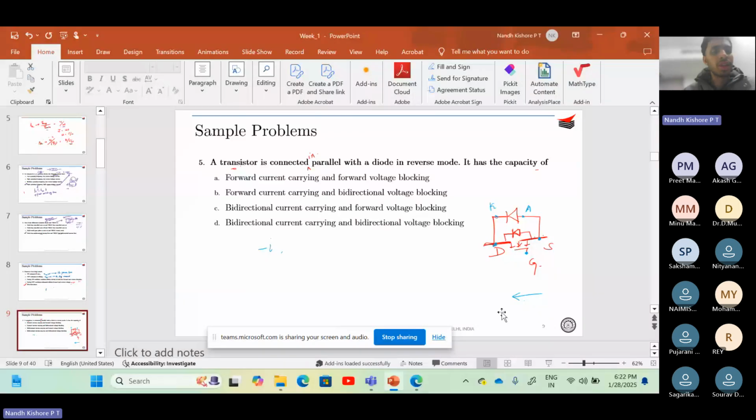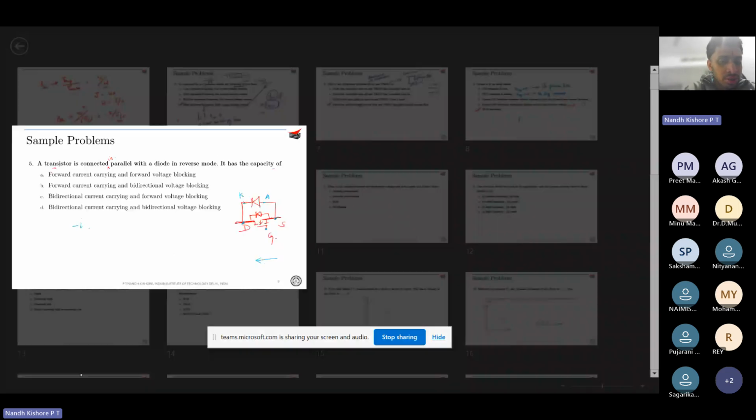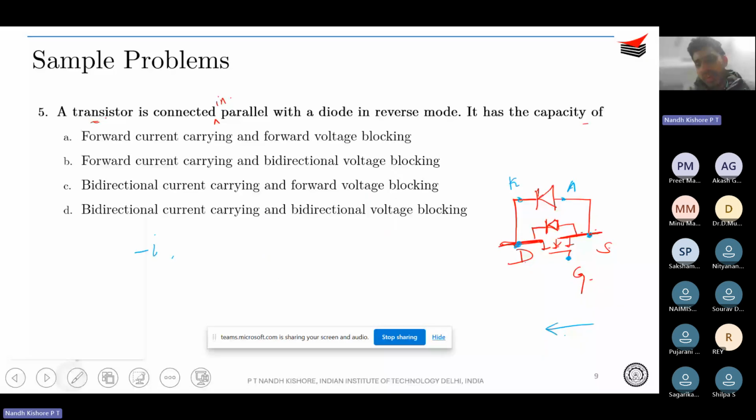Okay. So the question is, are transistors okay? It can obviously conduct from source to drain because of this diode, right? So negative current conduction is possible. Then what else? Can it block voltage from source to drain? It cannot block voltage from source to drain because this diode cannot block voltage from anode to cathode, right? So negative voltage is not possible. Negative current is possible. So what about drain to source?